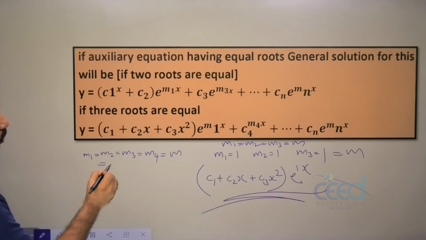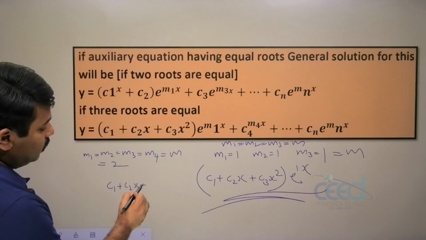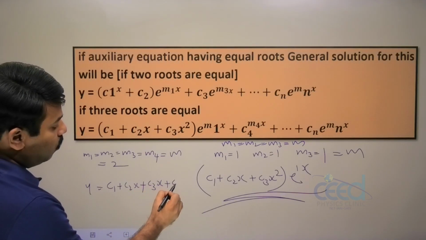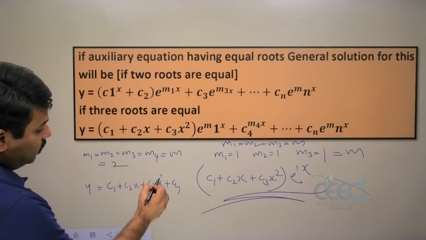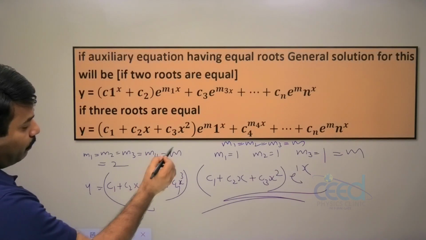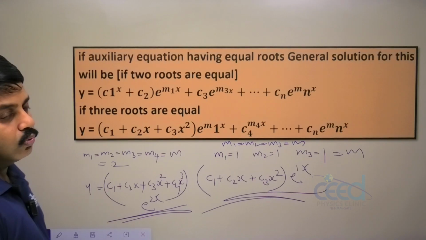All values, say 2. Then what do you write? y is c1 plus c2x plus c3x square plus c4x cube, into e raised to mx. What is m? 2. Then e raised to 2x, right? So this is the solution.